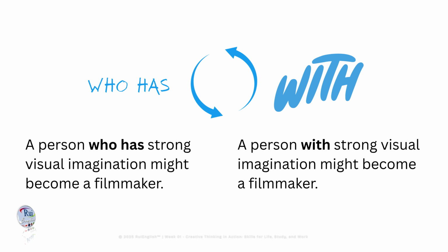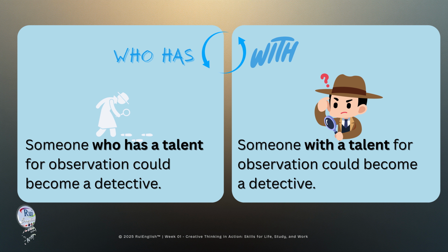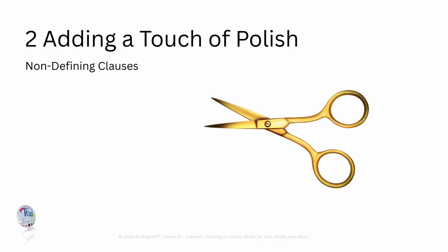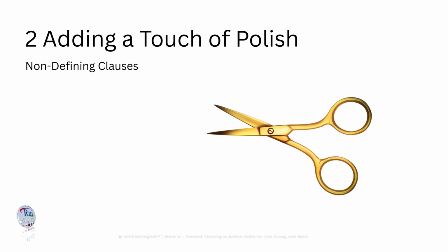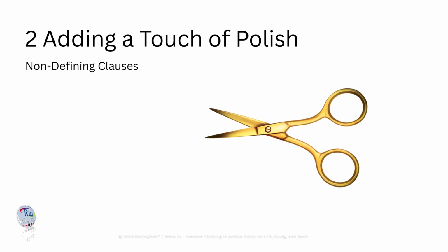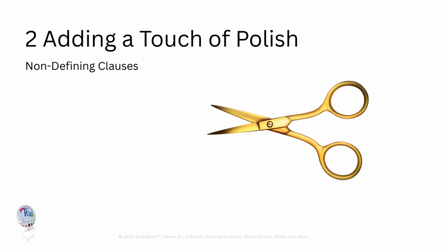And our last example for this rule, someone who has a talent becomes someone with a talent. It's a small change for sure, but all these small changes add up to create a much more fluent and confident style. So, you've totally mastered the basics. Now, let's add a little touch of polish. You can use these exact same techniques to add extra interesting details to your sentences, kind of like a little side note for your reader.